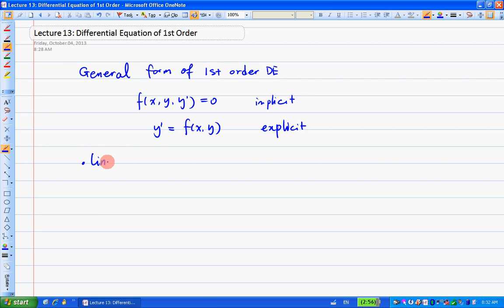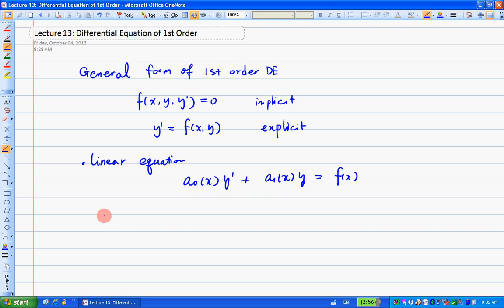So first of all, we'll consider this linear equation, which is a0(x) y prime plus a1(x) y equal to f(x). This kind of format here.